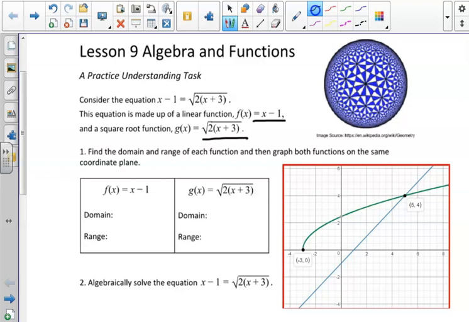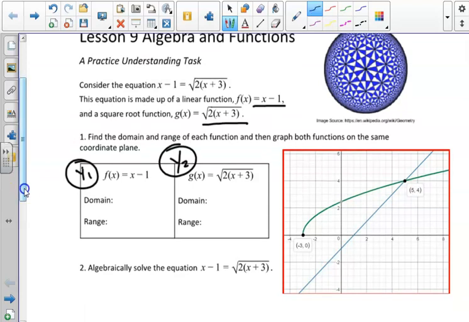So what we did is we plugged in f of x for y1 in our graphing calculator or Desmos, and g of x for y2, and we were given the graph to the right. The green is the radical function, and the blue line represents the linear function. If you notice visually, these two functions only have one intersection point at the point 5, 4.